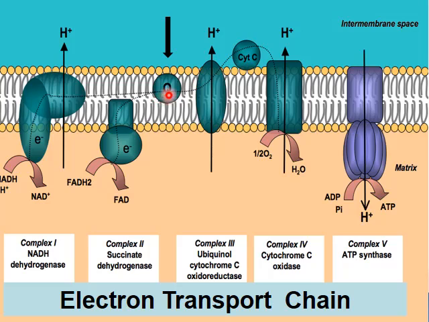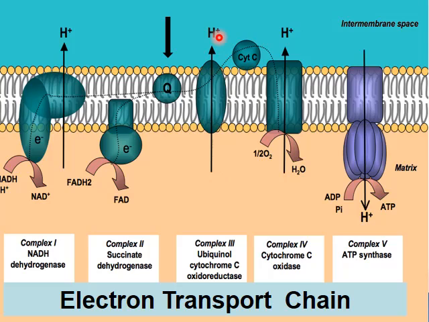Then QH2 passes electrons to cytochrome C. QH2 is the reduced form carrying hydrogen, and cytochrome C is reduced by carrying electrons. Passing electrons from Q to cytochrome C occurs through complex 3, which results in reduced cytochrome C, so it is called cytochrome C oxidoreductase. Then the electrons from cytochrome C pass to oxygen, forming water. This is oxidized by complex 4, which we call cytochrome oxidase.